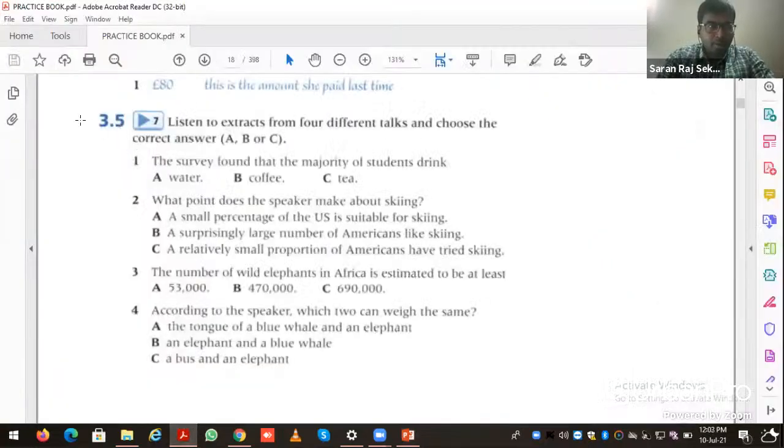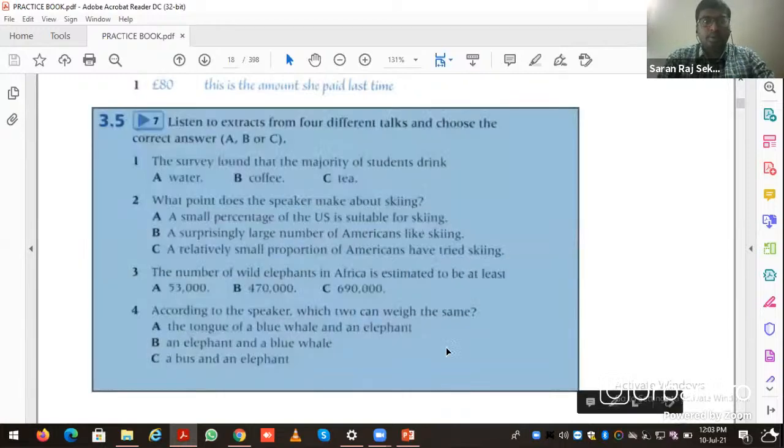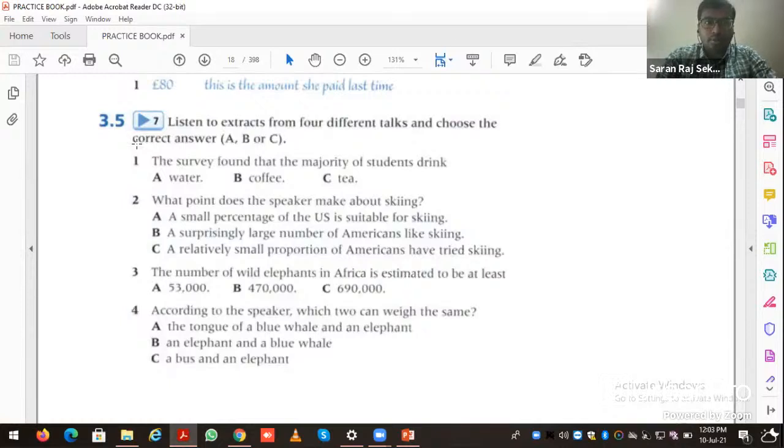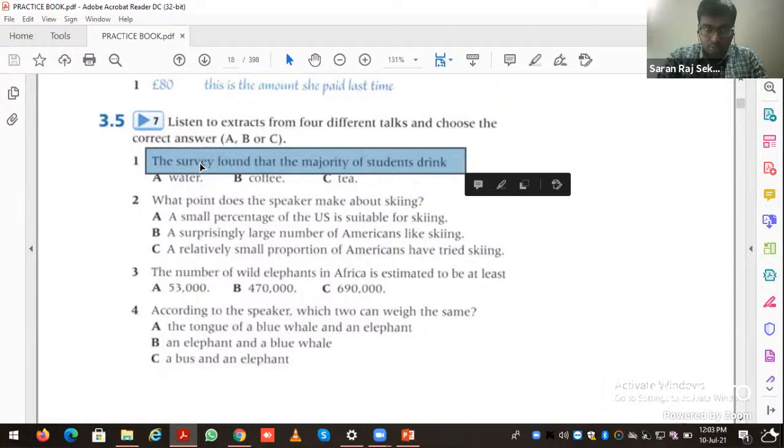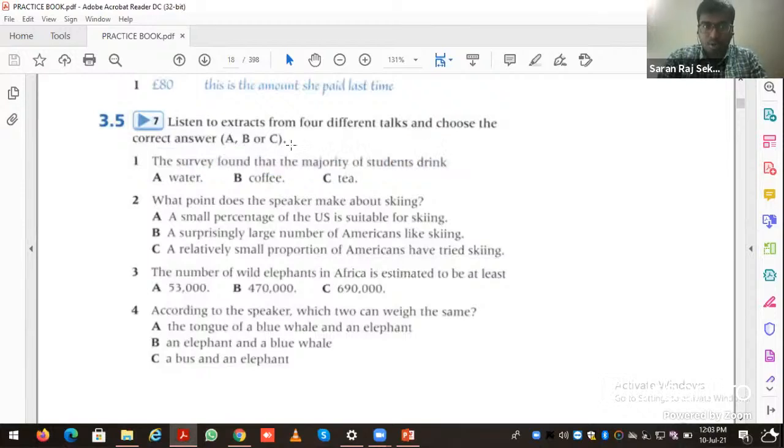This is an example multiple choice question. The first question: the survey found that the majority of the students drink. As I said, first we have to mark the keywords. Keywords are something unique in the question; we ignore the common things. Here the audio is going to be about the survey and what the students drink, but we need to know what the majority drink. So majority is our keyword.